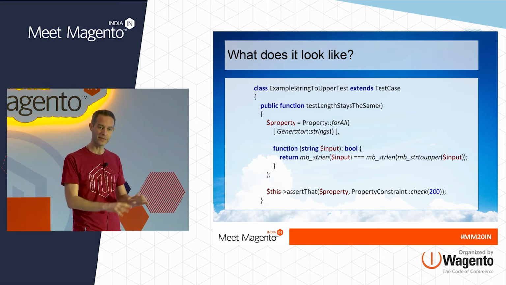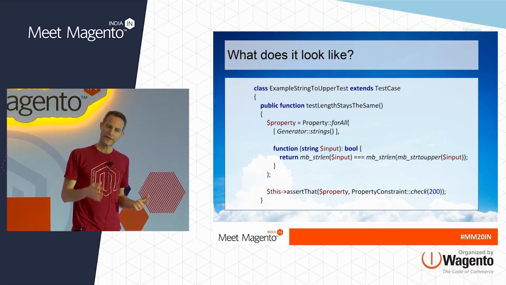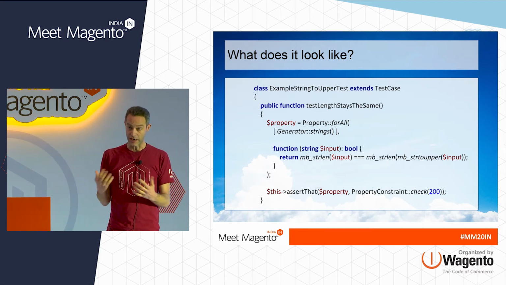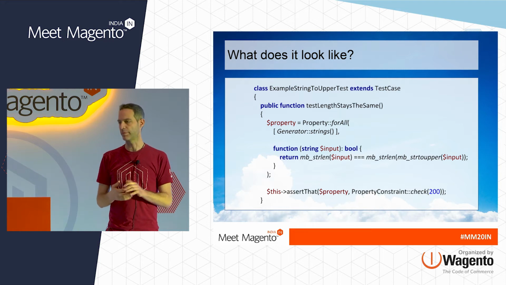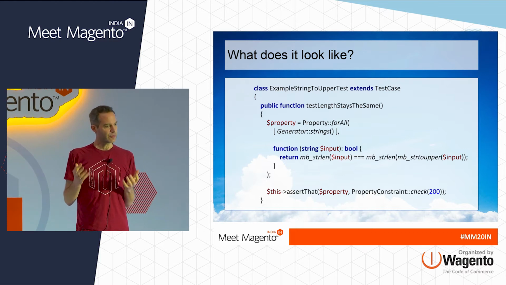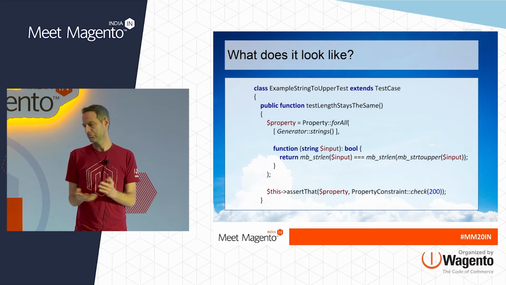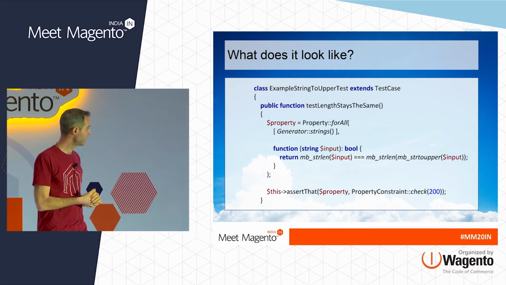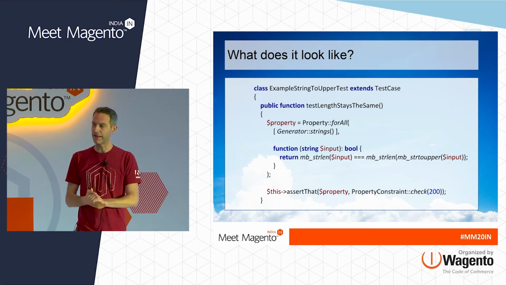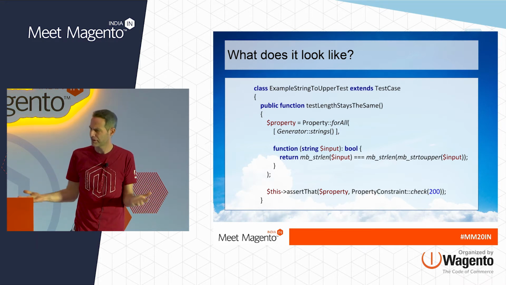So that's the first argument, all the generators that I need. Here, just one. And then the second argument is a function. And that function takes the generated argument and then defines the property. So here, this tests that if I uppercase a string, the length shouldn't change when the string is uppercased, right? That's something that I believe to be true. So here I'm comparing if the length of the input is the same as the length of the uppercase input, then the function returns true. Otherwise, it returns false. That's pretty simple, right?